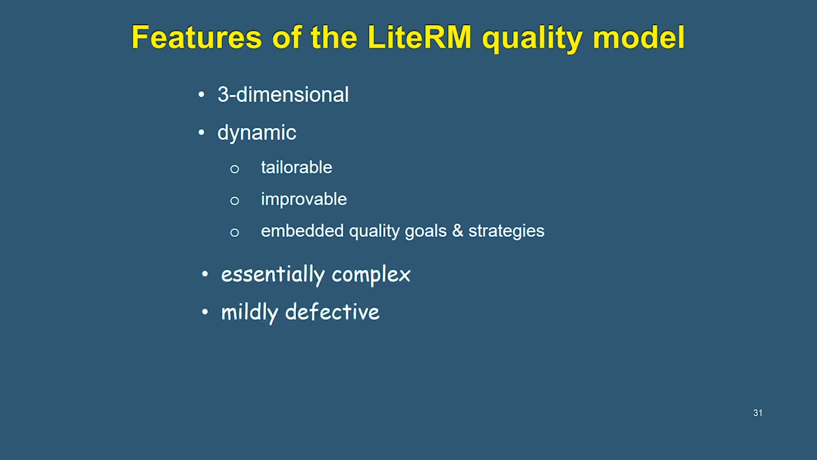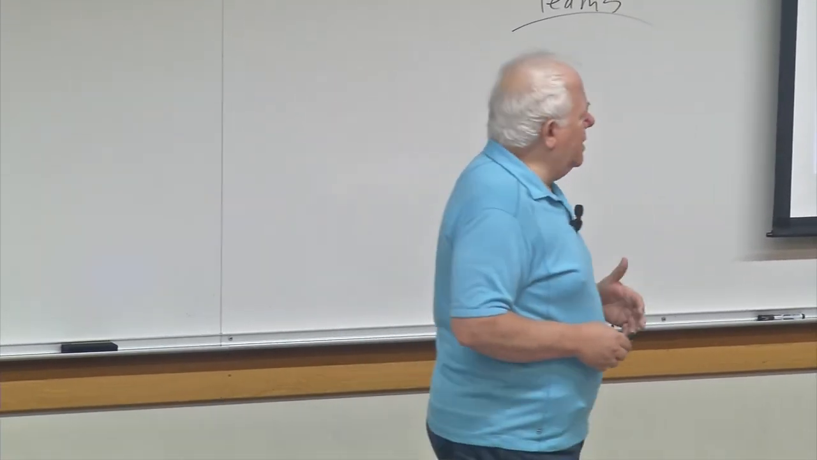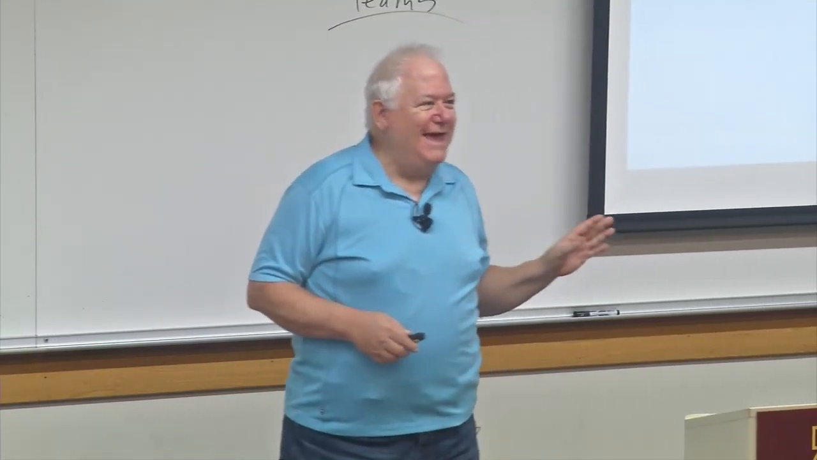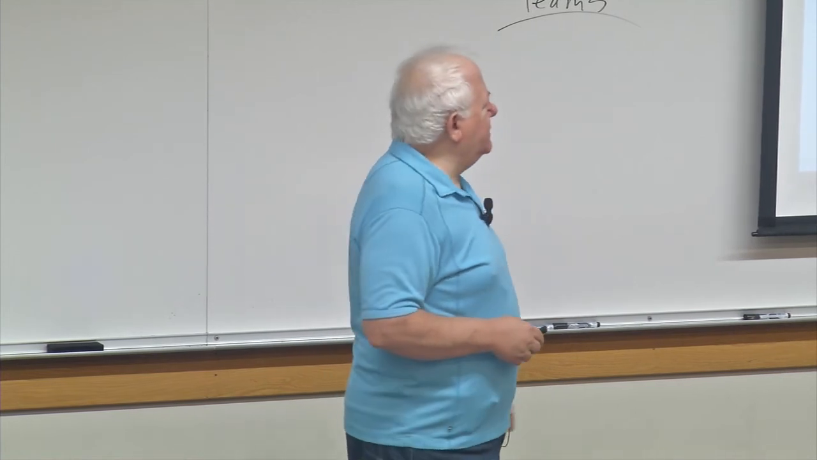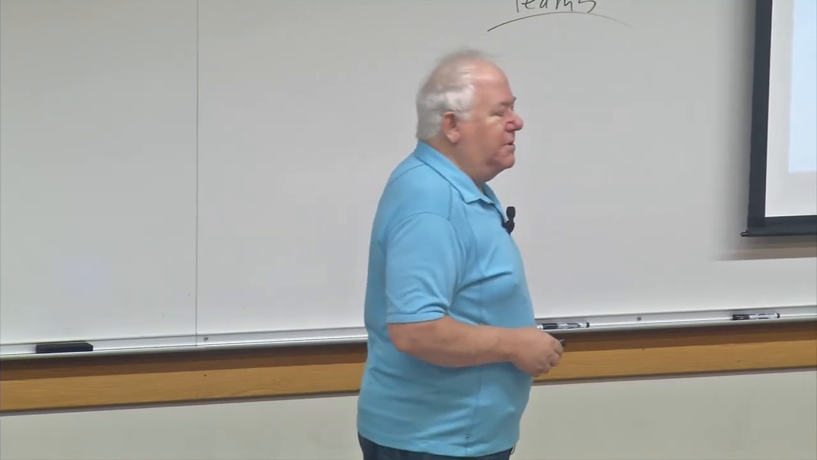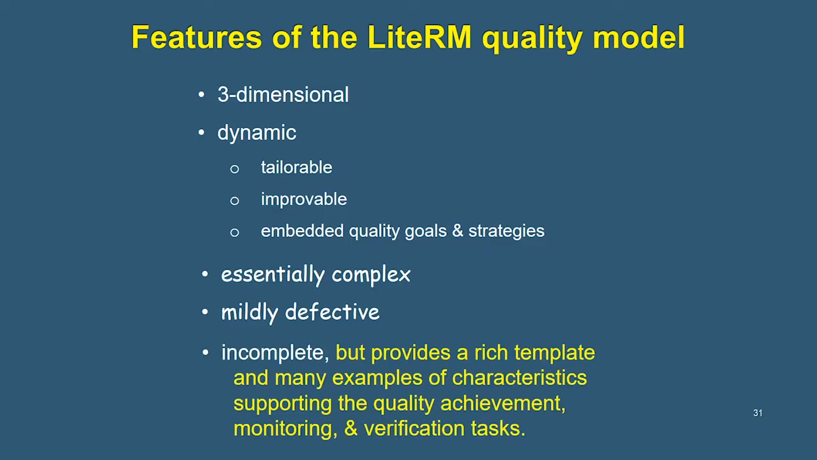I claim it is essentially complex. I also claim it is mildly defective. I hope mildly is correct. You can't write 125 pages, folks, and get it all right. It's just not possible. I am completely unable anymore. I've looked it over dozens of times to find what the defects are. But I'm sure they're in there. So, you know, find them and fix them. And it's incomplete. Oh my God, I got 60 things and it's incomplete?